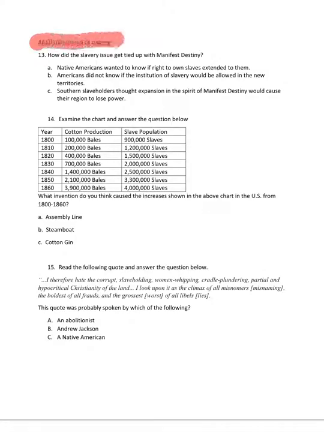Okay, the next section is abolition and the spread of slavery. Number 13. How did the slavery issue get tied up with manifest destiny? A. Native Americans wanted to know if right to own slaves extended to them. B. Americans did not know if the institution of slavery would be allowed in the new territories. C. Southern slaveholders thought expansion in the spirit of manifest destiny would cause their religion to lose power. So how did the slavery issue get tied up with manifest destiny?